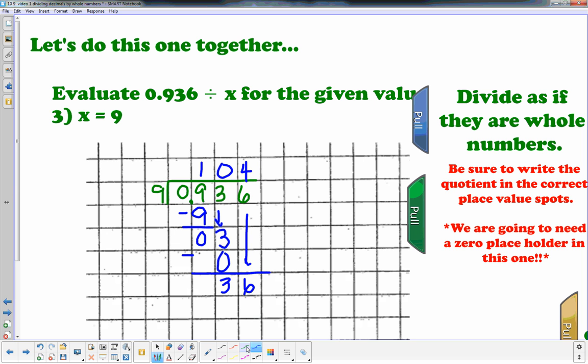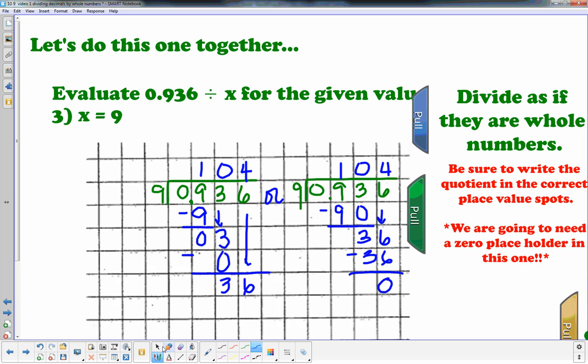Now, yours may have looked a little different. We could have done 93 divided by 9 is 10, and 10 times 9 is 90. Subtract and I get 3. 36 divided by 9 is 4. Either way, we have a 1 above the 9, a 0 above the 3, a 4 above the 6. Either way you did it, it's still going to work out. So either one of those is okay.